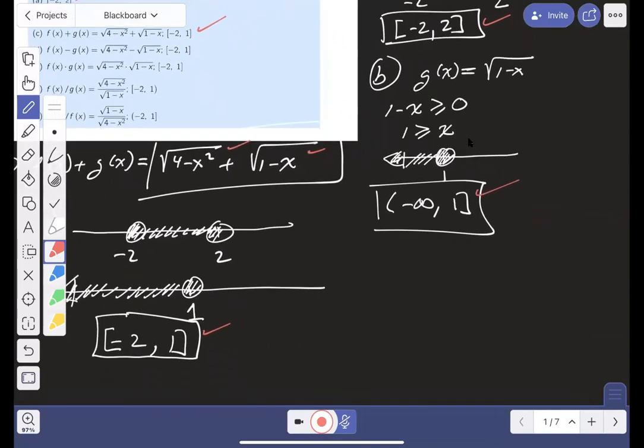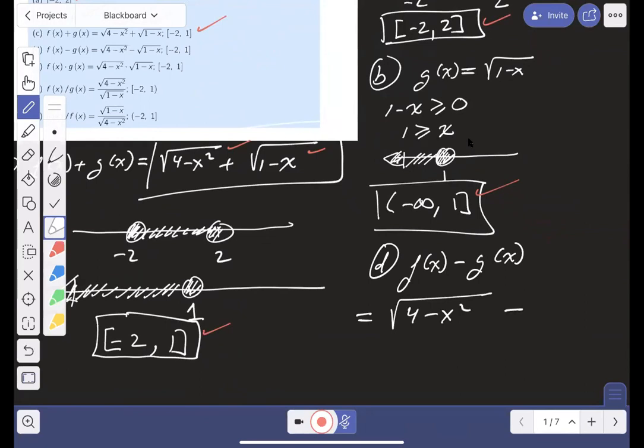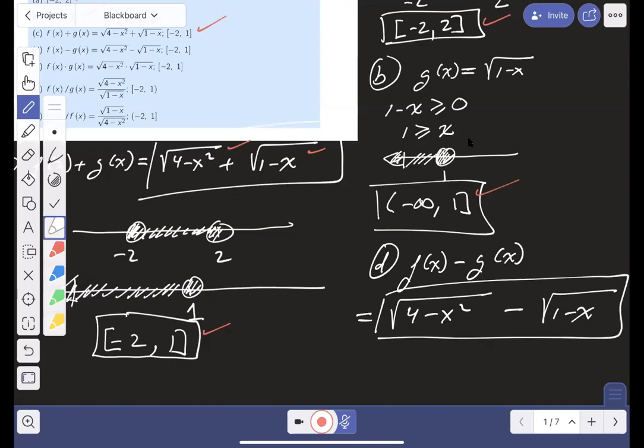And D is certainly related to this one over here. And it's pretty easy to write down. So let's write D down. And what is D? Well, if you look at it, it says f of x minus g of x. Well, this is easy. What's f of x? It's the root of 4 minus x squared minus, well, what's g of x? It's the root of 1 minus x. What's the domain? It's the intersection of those two sets. Well, we've already done that. And what's that going to be? Minus 2 to 1.